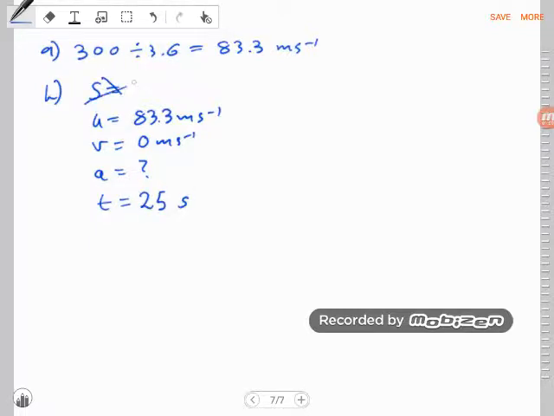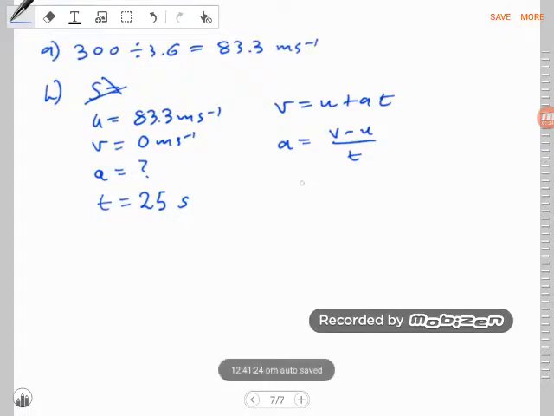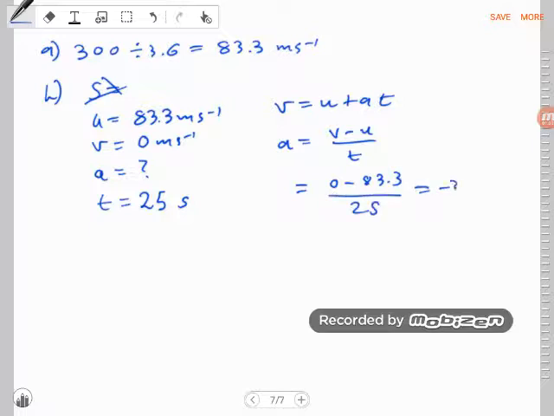So we're not really interested in displacement here. We want to find acceleration. So we know that v equals u plus at is our equation. If we rearrange that, acceleration is our change in velocity, so final take initial, over time, which gives us this sum to do. And we find that it's negative 3.33 meters per second squared is our answer there.